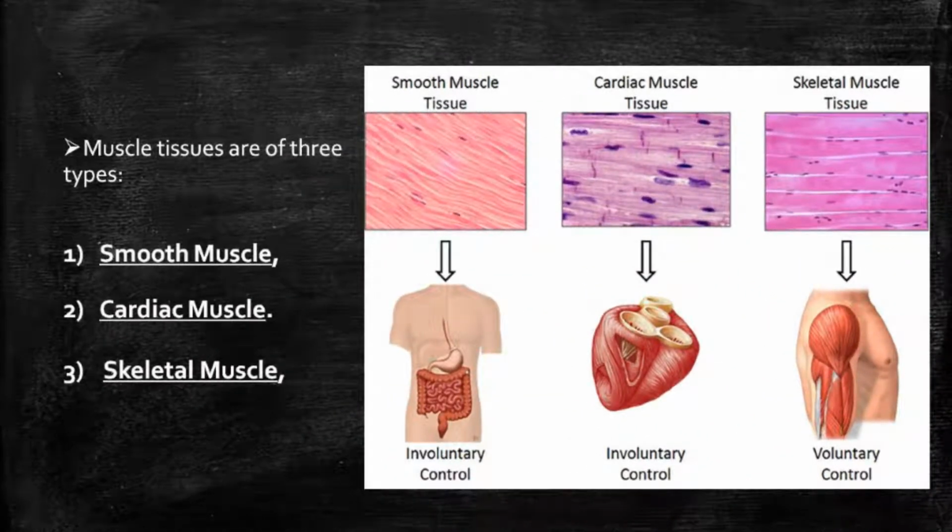Muscle tissues are divided into three types. Number 1, the smooth muscle. They are found in the visceral organs like stomach, intestine, urinary bladder. Number 2, the cardiac muscle. These are the muscles of the heart. And number 3, the skeletal muscle. They remain associated with the bones.